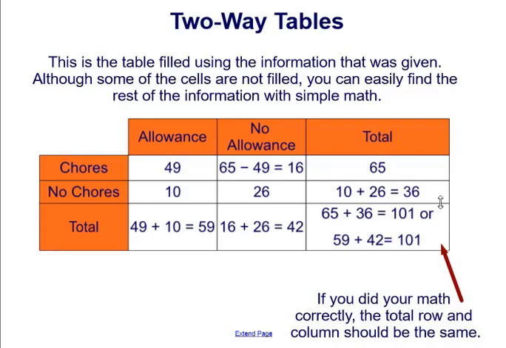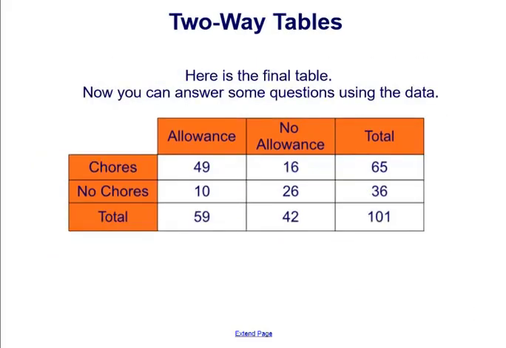If we did our math correctly, in fact, the total row and column should be the same, which we can see it is. So here is the final table where we filled in all the parts of the two-way table, and now we can answer some questions using the data.